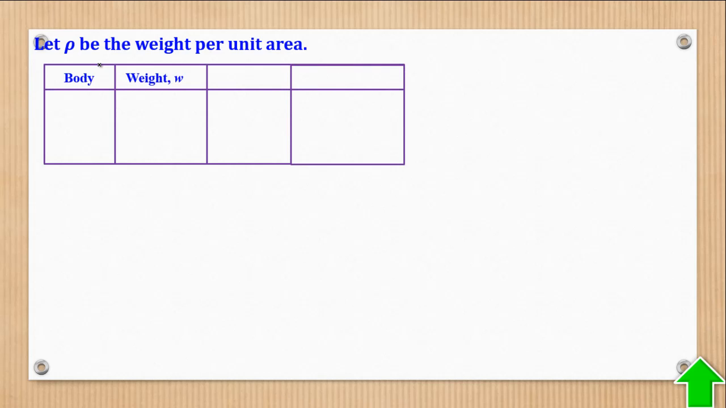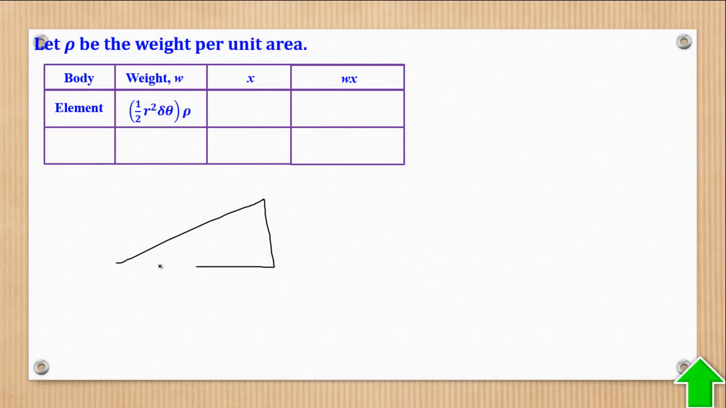Have the body, weight, x coordinate, and the product. So for the element, remember we said it approximates a triangle, so the area would be a half r squared times the small change in theta, times the rho to give you the weight. Why is it that? Because of small angles. Remember that for small angles, okay, let's just sketch it here.